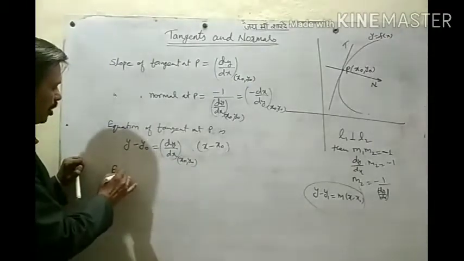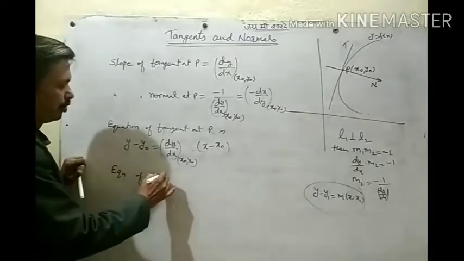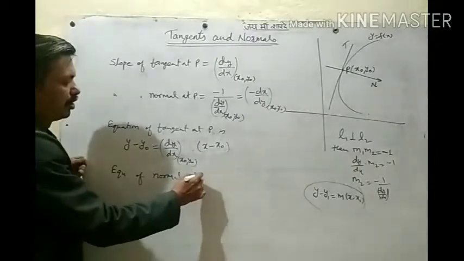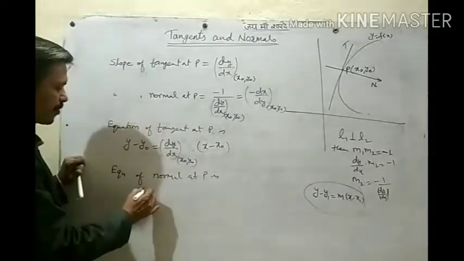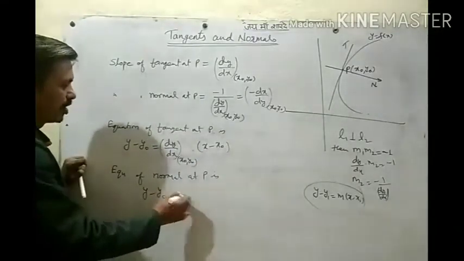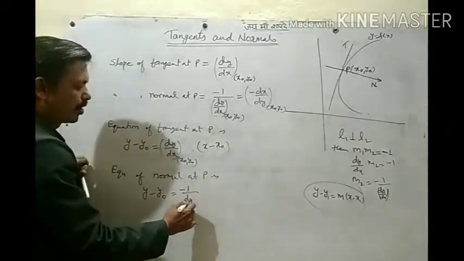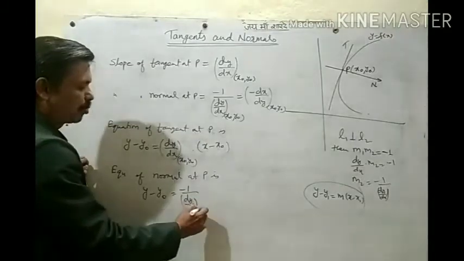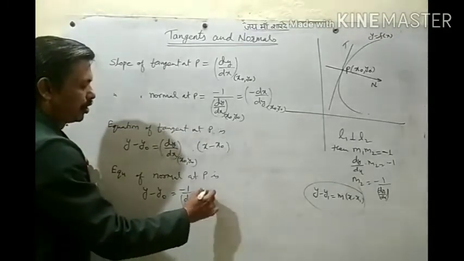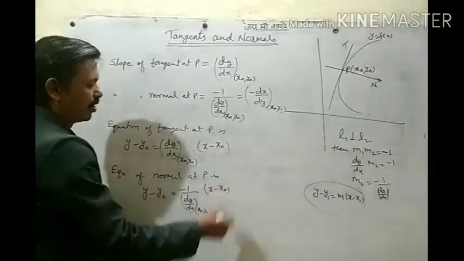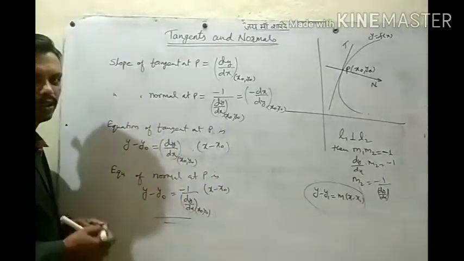Then equation of normal. Equation of normal at point P will be y minus y naught is equal to, slope of normal is -1 upon dy by dx at point x naught, y naught, into x minus x naught. So this is equation of normal.